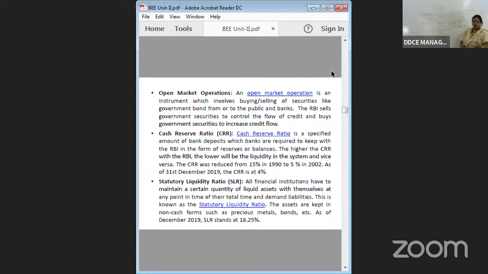Then came SLR. So just read that. I am reading out. You just look to this slide. SLR क्या होता है? All financial institutions have to maintain what? A certain quantity of liquid assets with themselves at any point in time of their total time and demand liability. This is known as statutory liquidity ratio, where in some books it is called as time liability also. Fine. The assets are kept in non-cash form, such as precious metal, bonds.